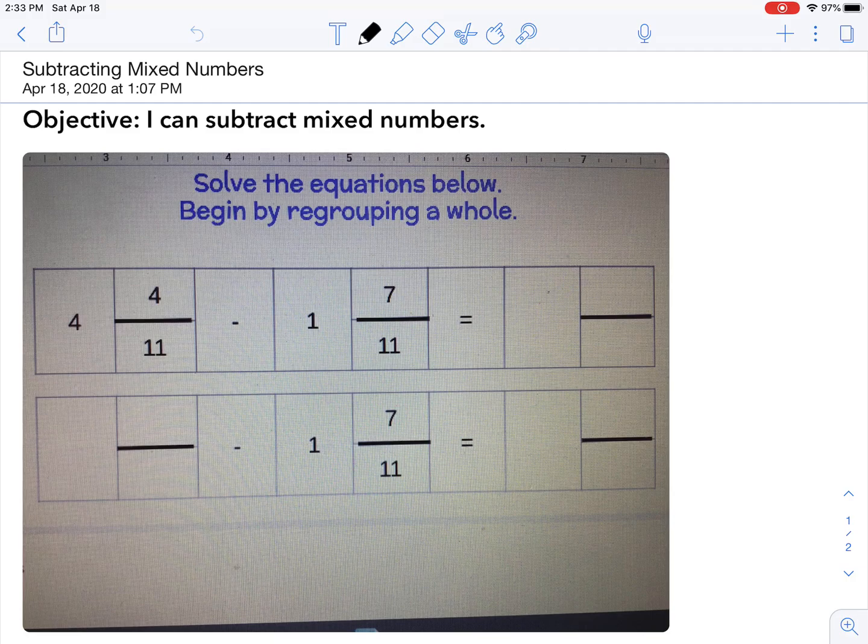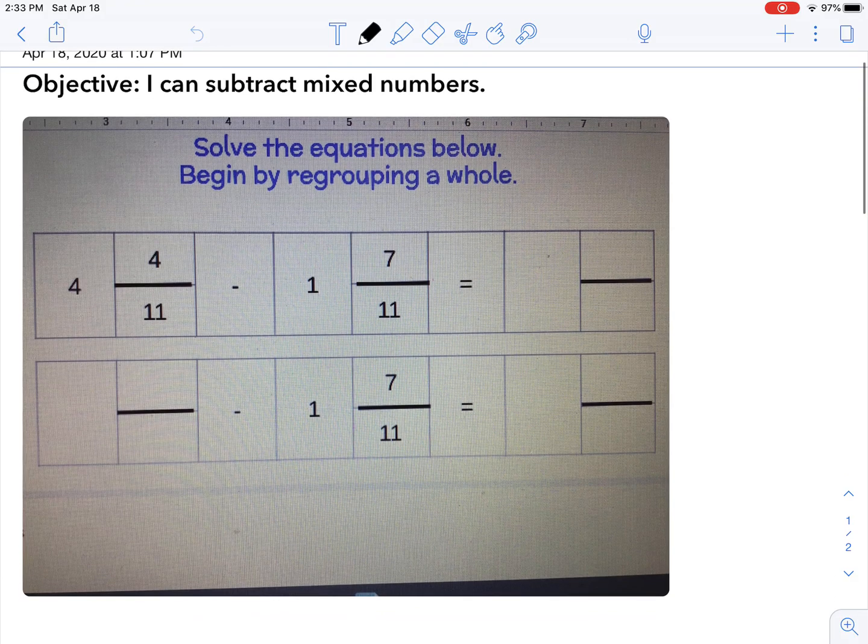All right, this lesson objective is I can subtract mixed numbers. And two lessons ago, we subtracted fractions from mixed numbers. And this is going to be very similar. Again, the only difference is here we have two mixed numbers instead of one. So we're going to follow the same steps we did before.